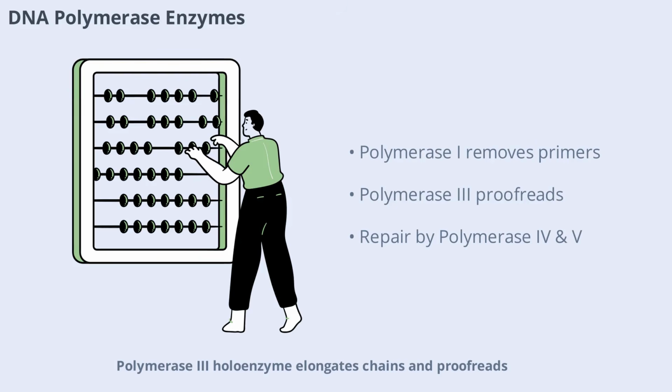Polymerase II holoenzyme elongates chains and proofreads. And polymerases IV and V repair damaged DNA. These enzymes ensure the fidelity and repair of DNA during replication, maintaining genetic integrity.